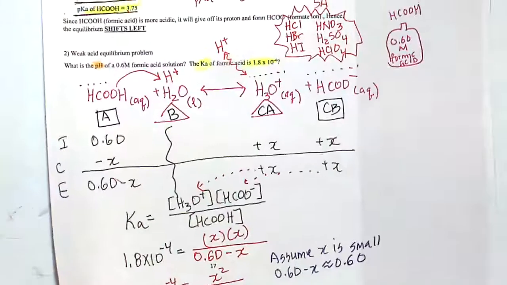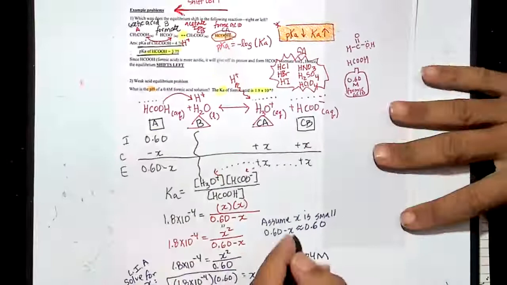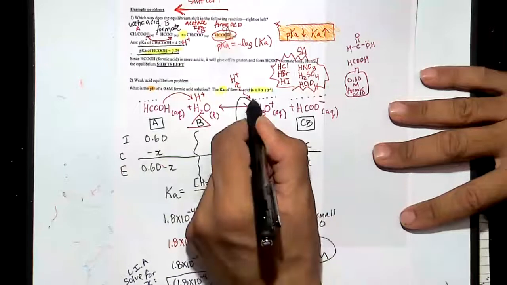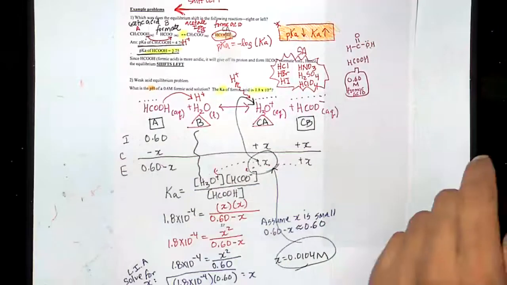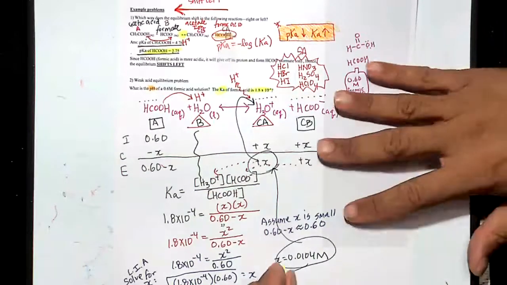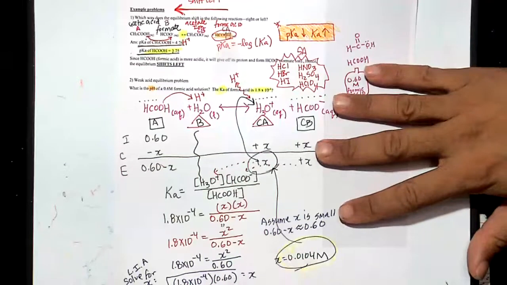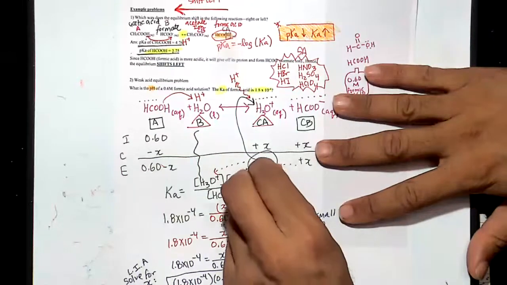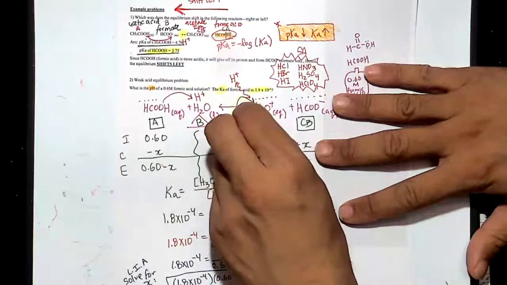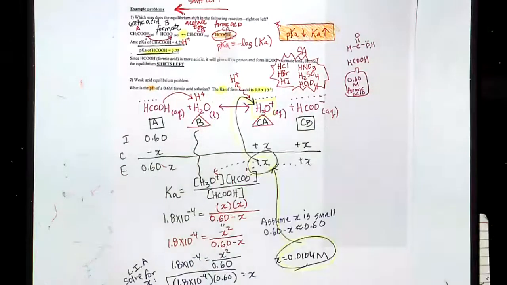So what is 0.0104 big M? Super important: it is x. And what is x? H3O plus. Do you guys see this? Let's do it again. What is this 0.0104 big M that we solved? It is x, and x is nothing more than our H plus concentration.